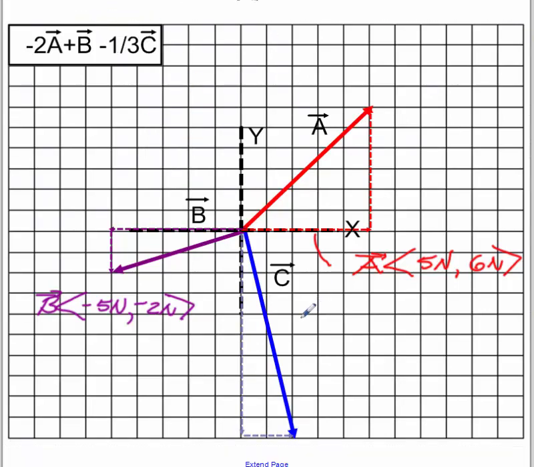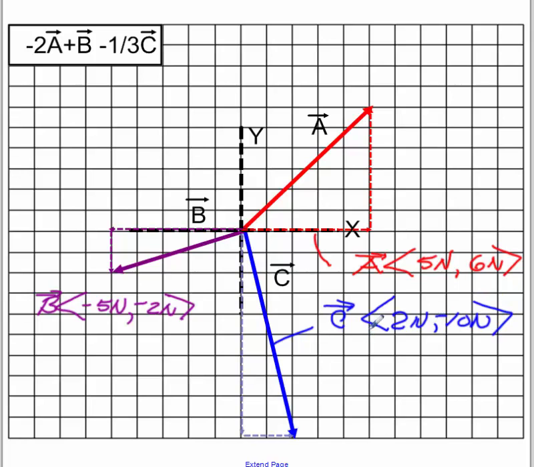Here, I'll do this in blue. So the C vector: how far did I go in the X? 1, 2 newtons. Comma, how far did I go down the Y? I'm going down 1, 2, 3, 4, 5, 6, 7, 8, 9, 10. I'm going down, so I do negative 10 newtons.